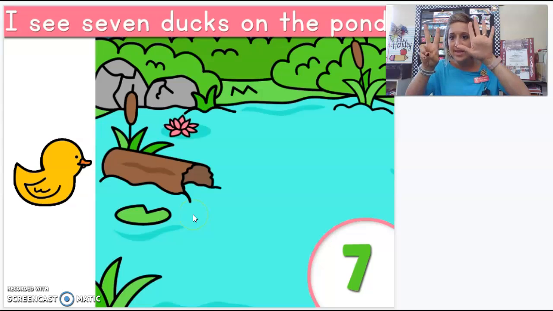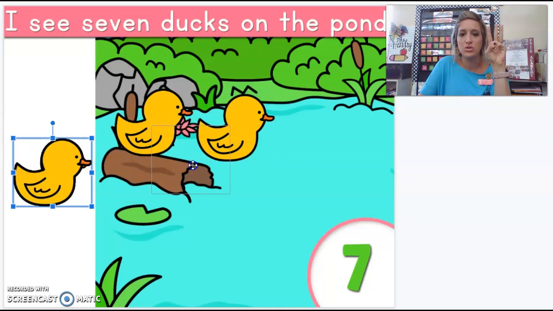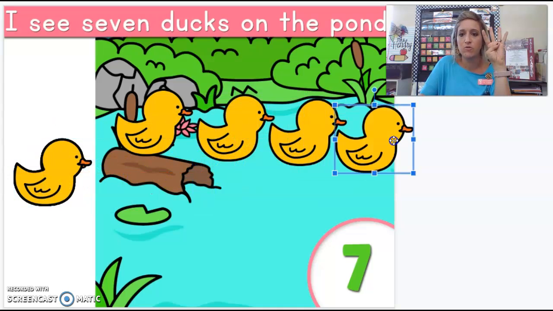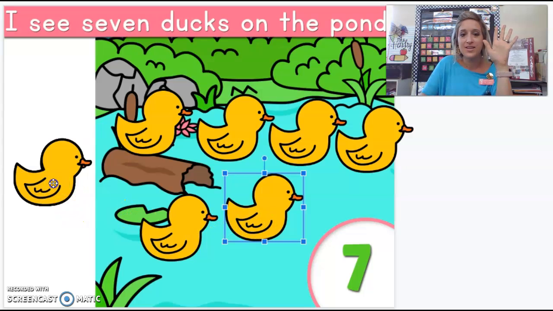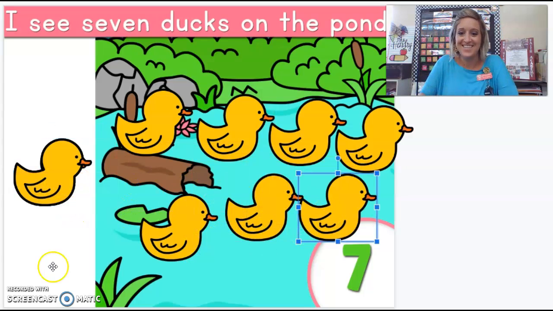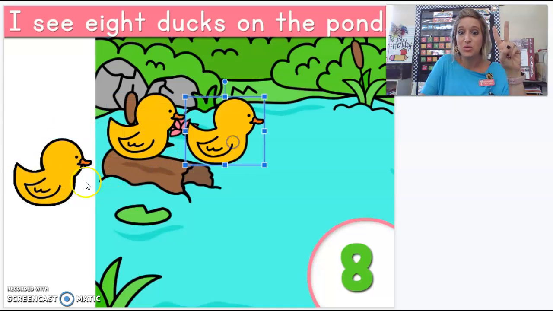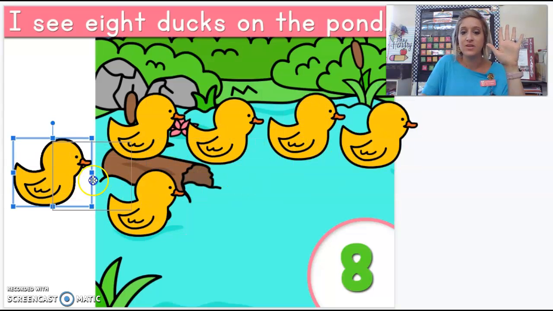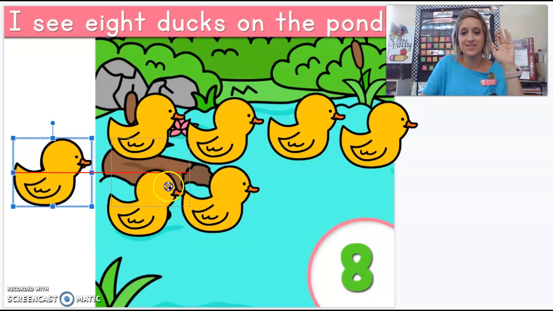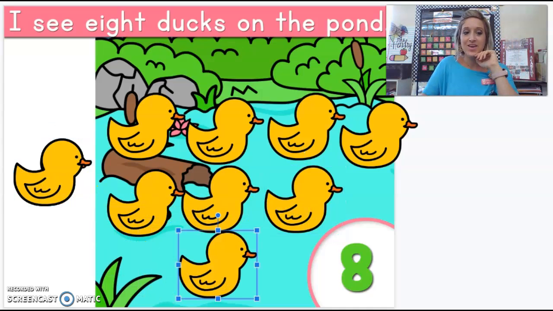Now we need 7 ducks. All right, ready? 1, 2, 3, 4, 5, 6, 7. Good. It's taking Miss Hendry a minute because she's got to get her hands right. All right, ready? Now we need 8. 1, 2, 3, 4, 5, 6, 7, 8. Good. We have 8 ducks.